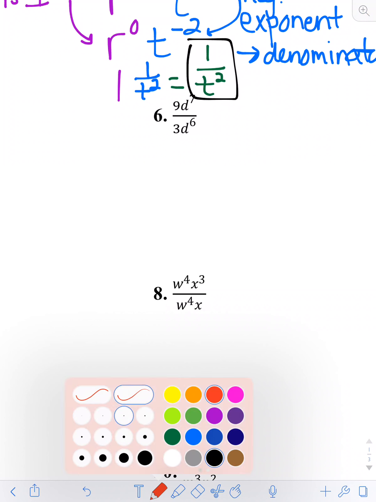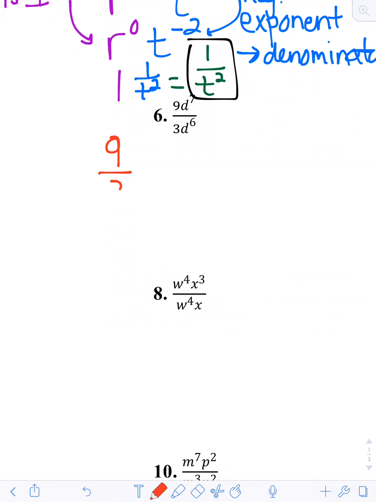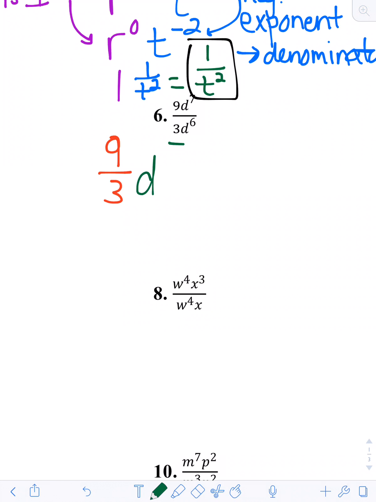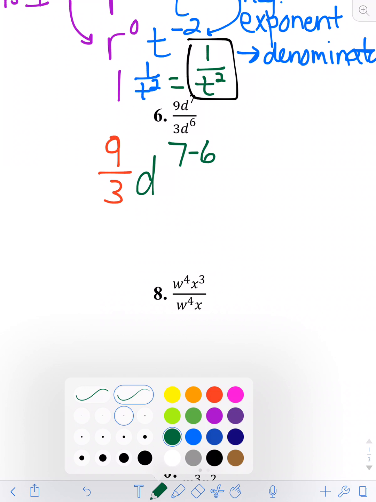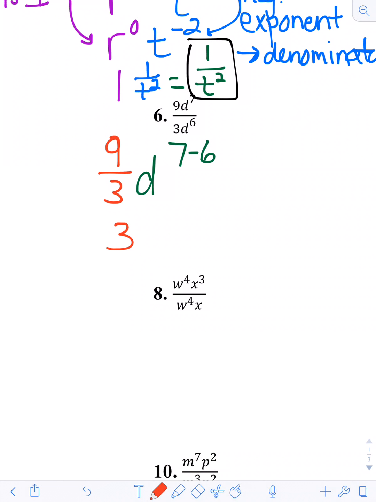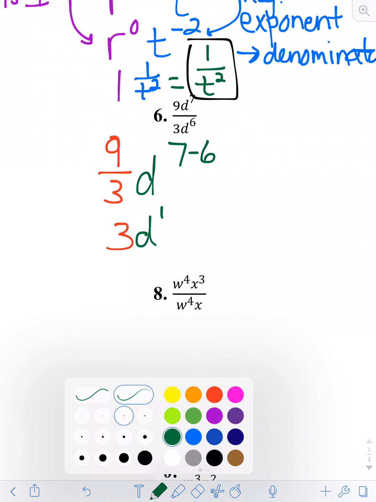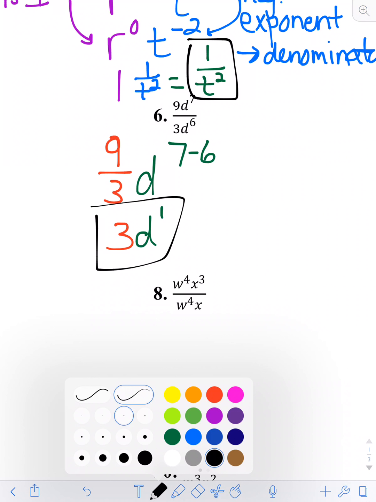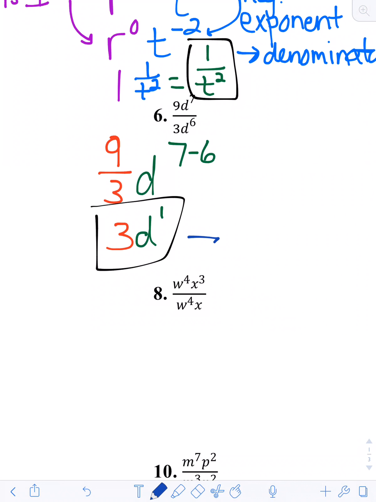All right, so next one. We have 9 divided by 3, which we're going to just divide like normal. And then we have d. My exponents are 7 minus 6 because whenever you divide, you subtract your exponents. 9 divided by 3 is 3. And d, 7 minus 6 is just 1. And that's your final answer. Now, if you write your answer as 3d, I'll still take that. Either one of those is correct.